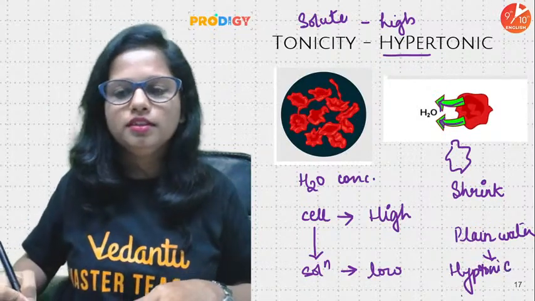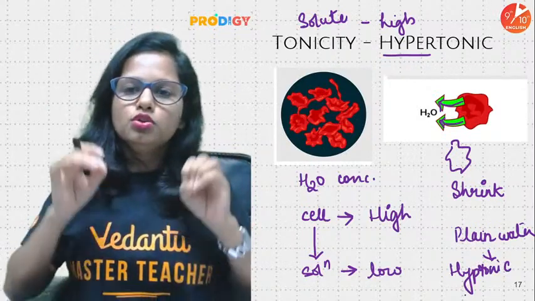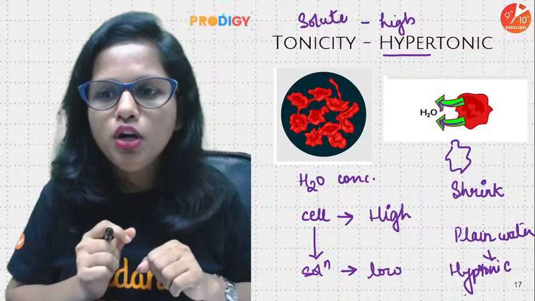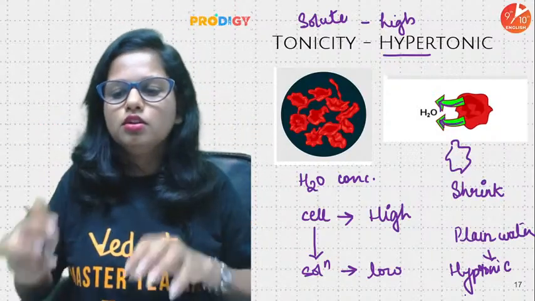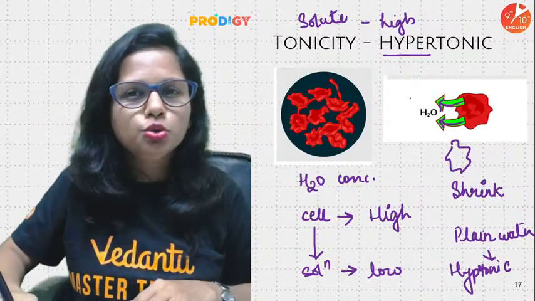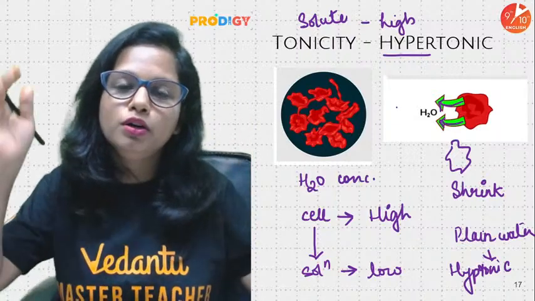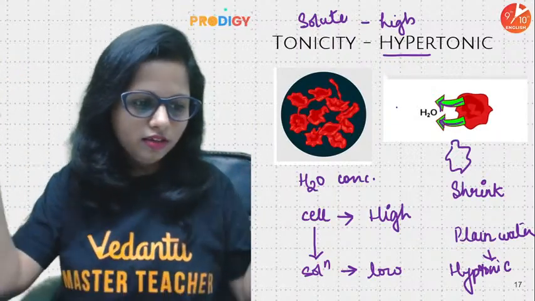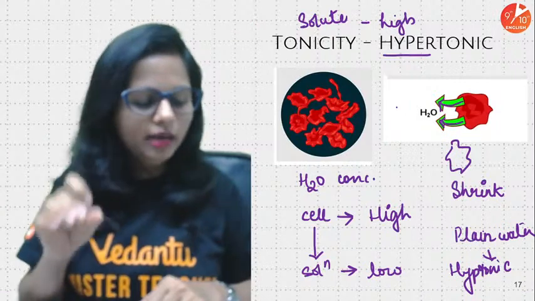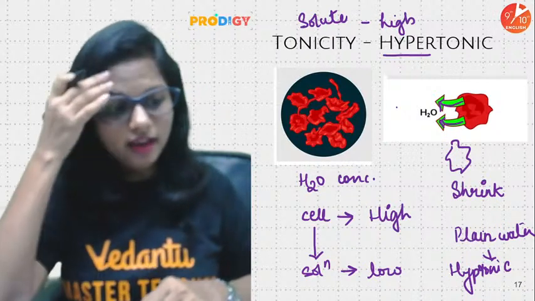Whereas if you soak the grapes in salt water, they will shrink. So people, a salt or sugar solution acts as a hypertonic solution. Plain water is hypotonic.